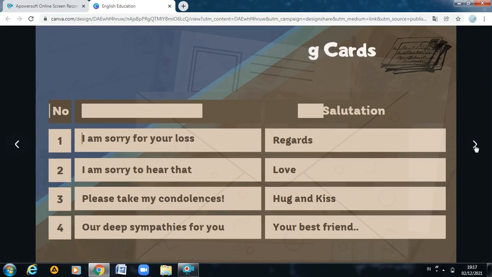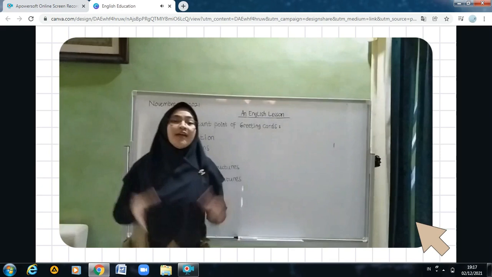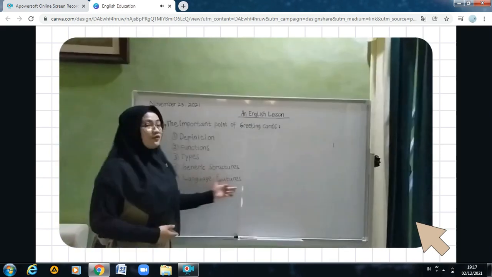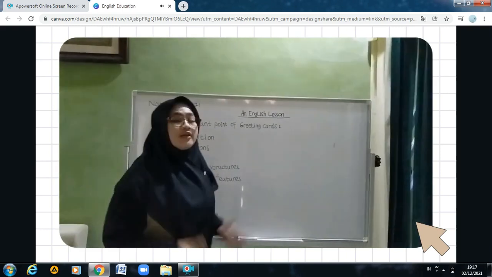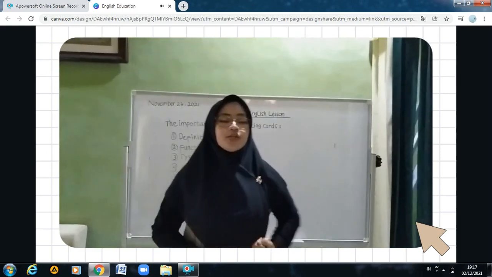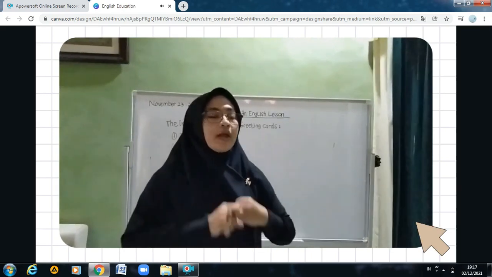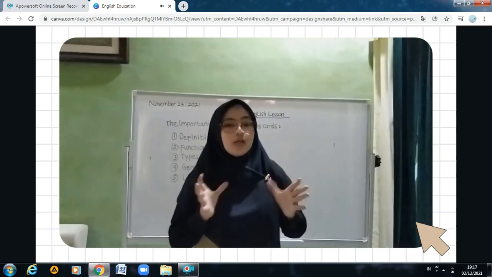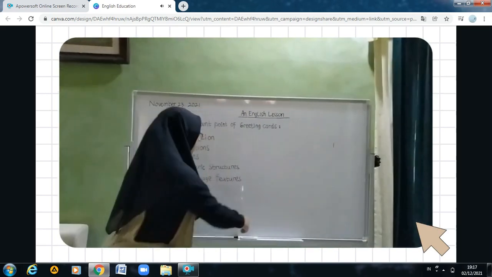Okay, students. Now the last important point of greeting card is language feature. The language feature is divided into 4 categories. The first one is greeting expression. The second one is prayer or wishes. The next one is sympathy, and the last one is salutation. Okay, now we write on the whiteboard.